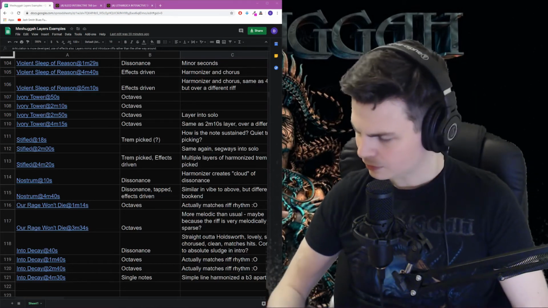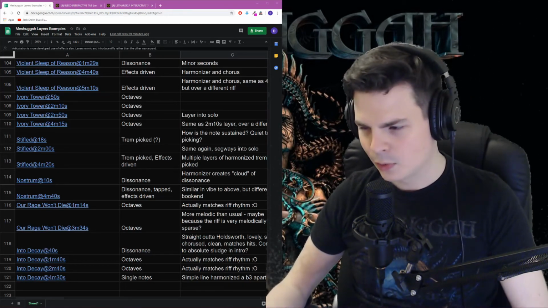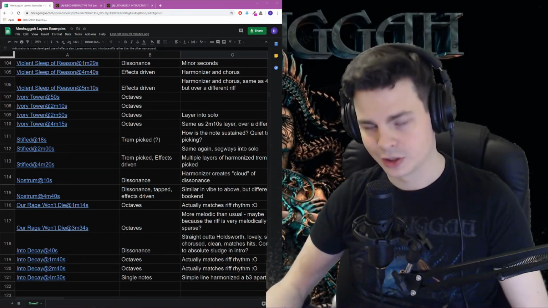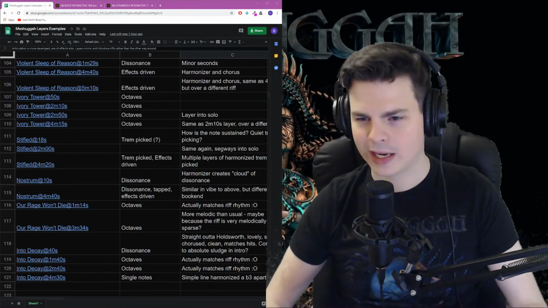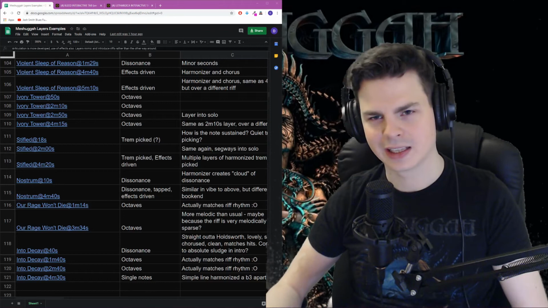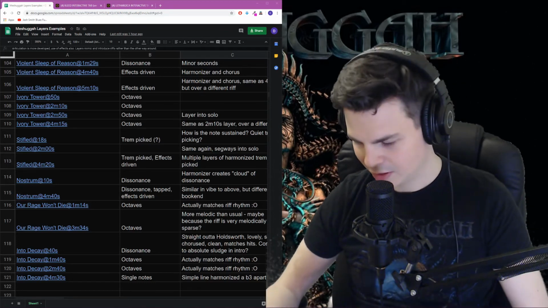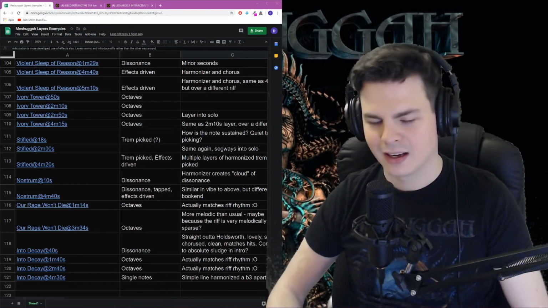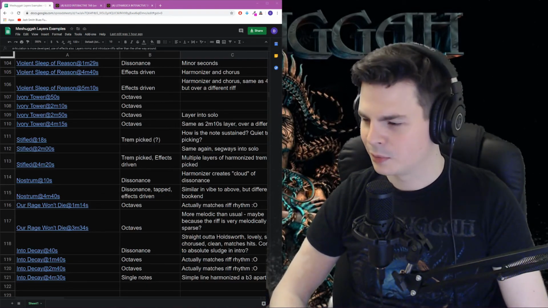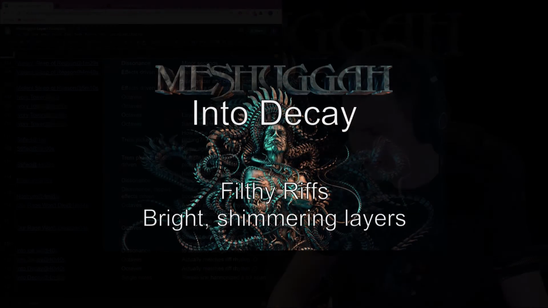And then finally, I'd like to point out that Into Decay, which is one of the doomiest, sludgiest tracks Meshuggah have done for a decade, also has these really beautifully clear, clean layers. And I think that contrast is really deliberate, right? It's not a surprise that when they get their sludgiest riffs, they get their brightest layers.